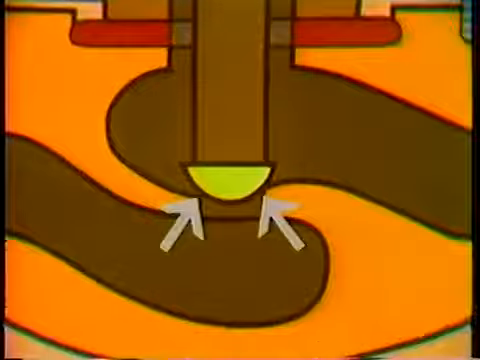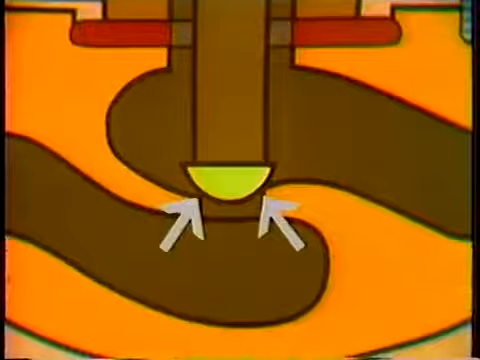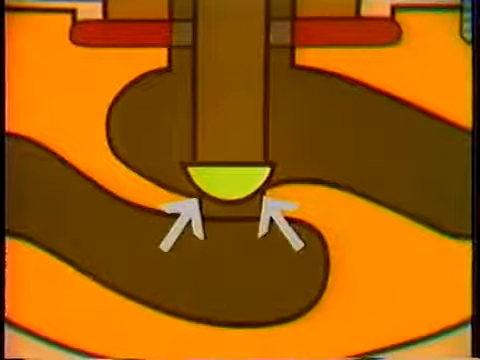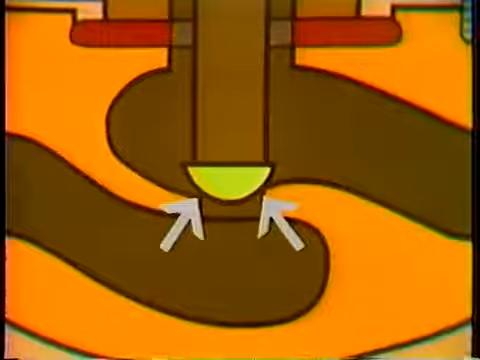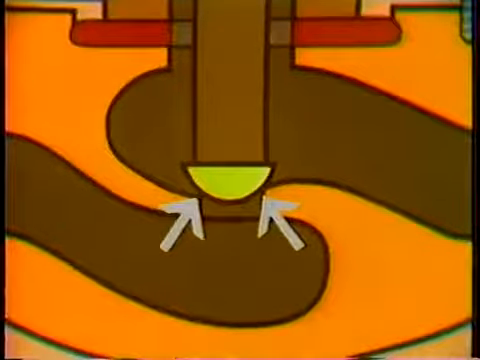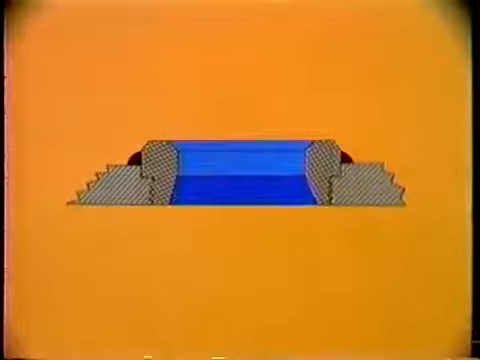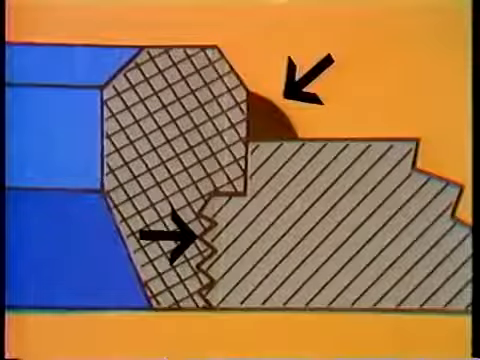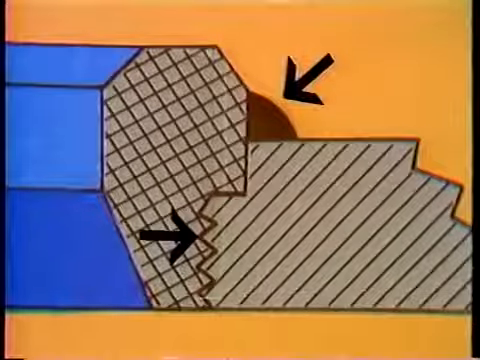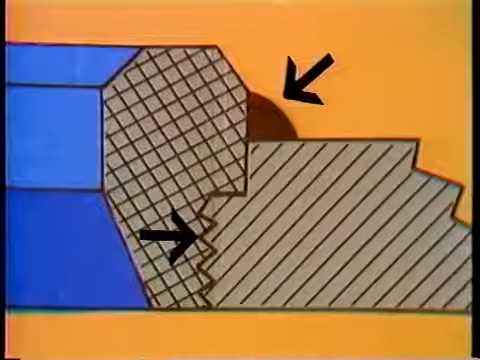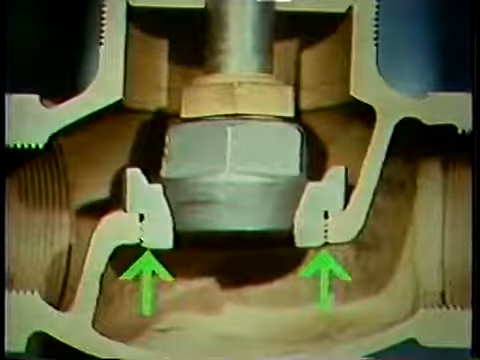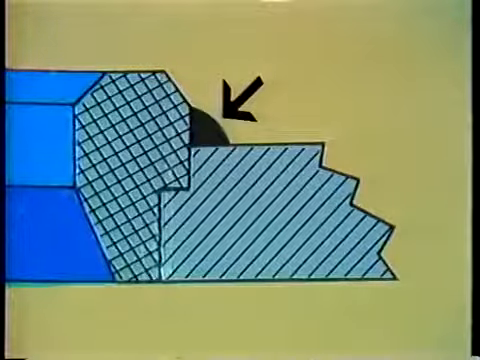The areas where the disc and seat come in contact must be smooth and fit perfectly to completely stop the flow of fluid or gas through the valve. The seat is often threaded or welded into the body of the valve. In high temperature, high pressure systems, a combination of threading and welding is used to prevent leakage between the valve body and seat. Here is a threaded seat and a welded seat.